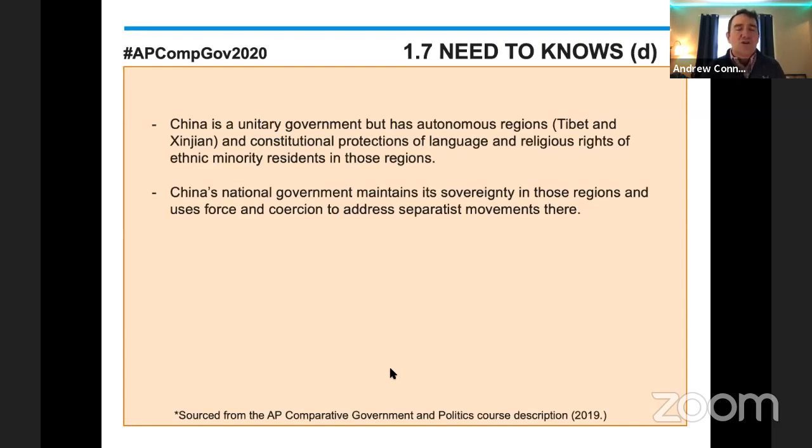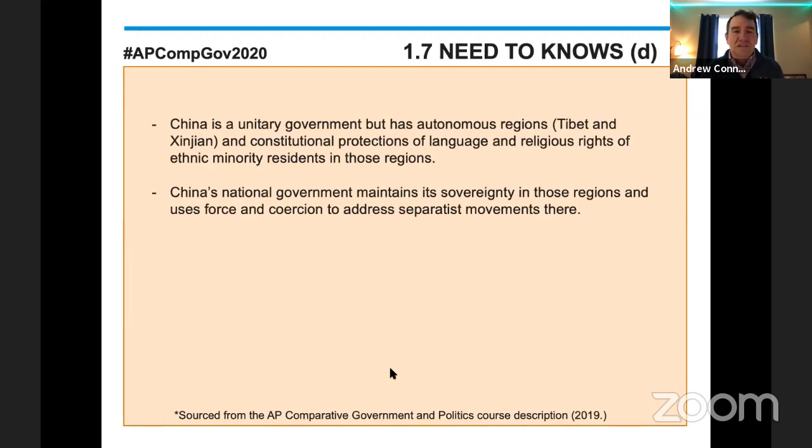But we also see notable uses of coercion in both of those regions for the Chinese national government to maintain sovereignty. We've spoken about this before, but particularly uses of force. You've probably read stories about concentration camps and an estimated million Uyghurs who at any given time have been part of these re-education camps in Xinjiang, part of the central government's efforts to address the separatist movements of Uyghur communities in that northwest province of China.